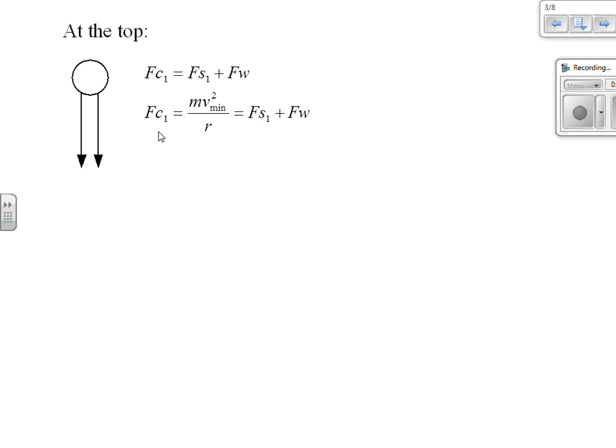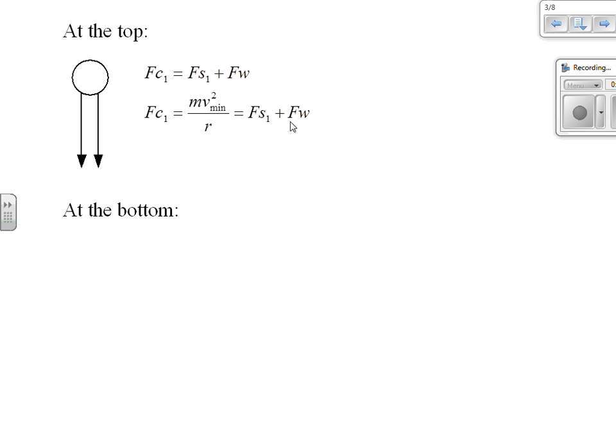Now, centripetal force is mv squared over r, and it's a special v. It's in fact v min, the minimum speed, the slowest that it goes to the top. So I've got m v min squared over r is equal to the string force plus the weight force. I'm deriving a formula, by the way.